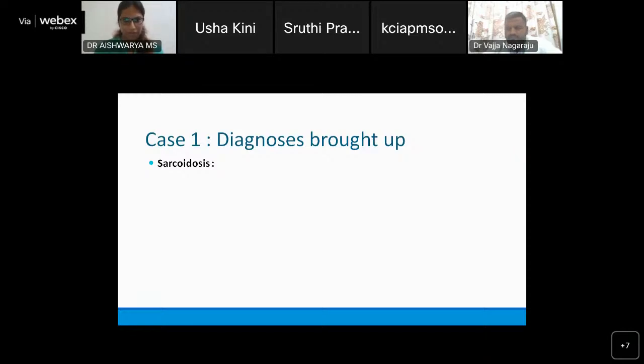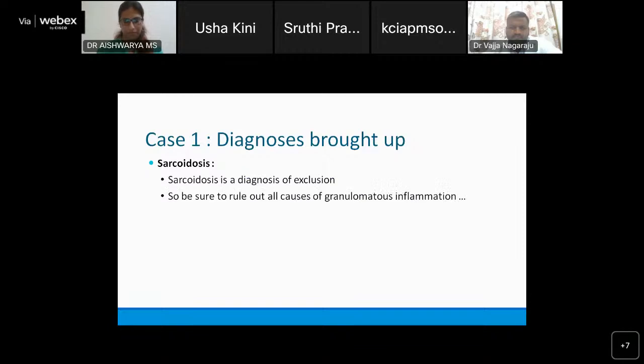Okay, we'll quickly go through the diagnoses which have been brought up. I would say sarcoidosis is a diagnosis of exclusion. So if you have excluded everything and you are left with nothing, maybe it is sarcoidosis, provided it fulfills the criteria of having systemic manifestations or systemic symptoms. The third is you will have to rule out all of this as you had listed out. So we have a big job at hand.